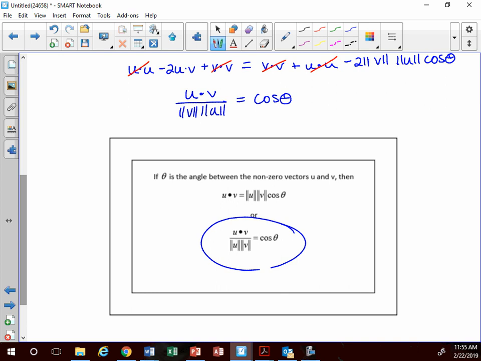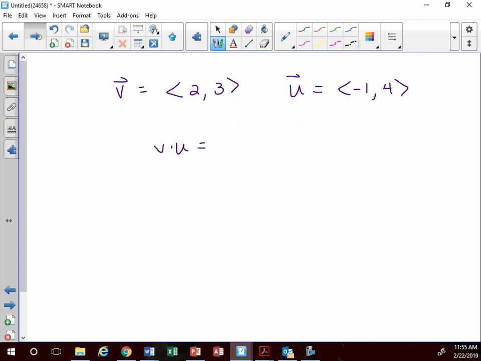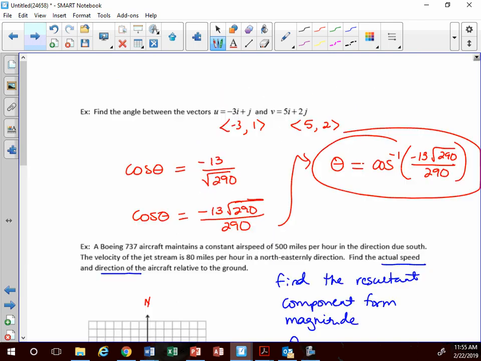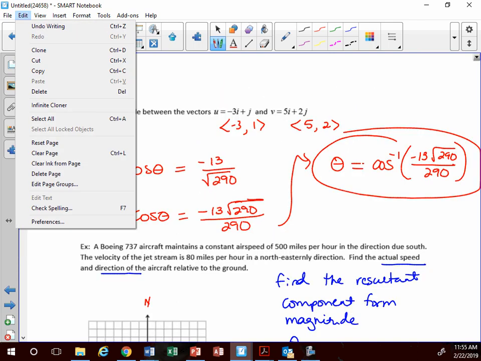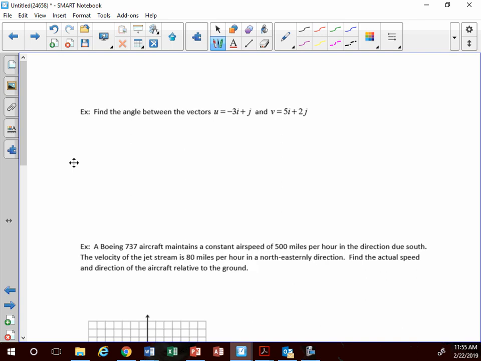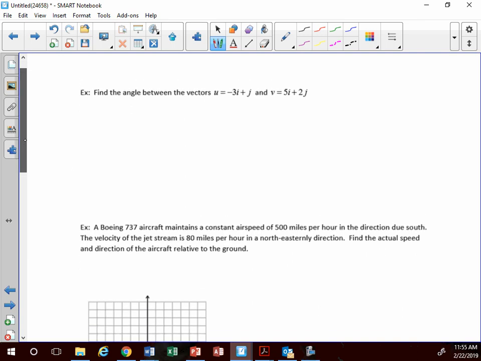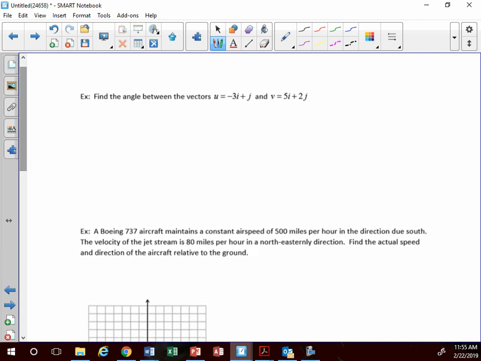Okay, let's turn the page. So now we get to go ahead and use that formula. We're going to find the angle between our two vectors here. We've got u is -3i plus j. And guys, I always just go back and write it in component form because it's simpler for me to just see the numbers and not the i's and the j's.